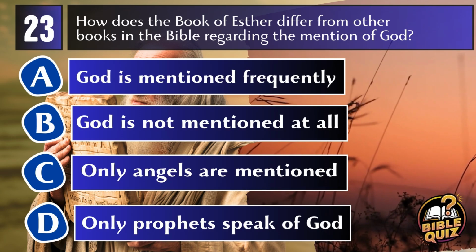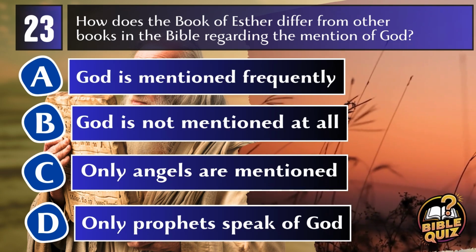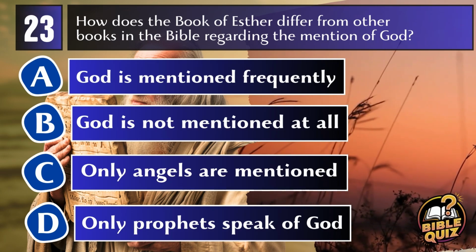A. God is mentioned frequently. B. God is not mentioned at all. C. Only angels are mentioned. D. Only prophets speak of God.